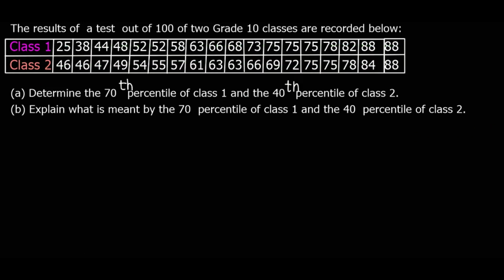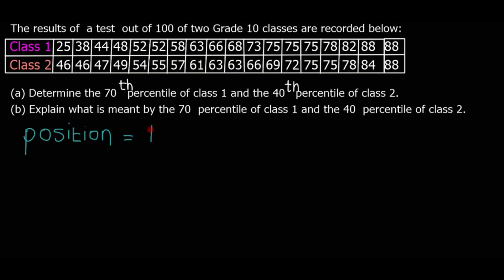The first thing we need to do to determine the percentile is to arrange the data in ascending order, from smallest to biggest. Here we have 25, 38, 44, 48, until 88. We can see this data is already in ascending order. Now we have to calculate the percentile. We have a formula for the position of the percentile, and then we go to that position to find the percentile.